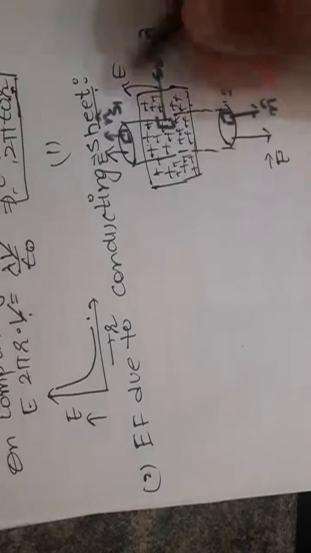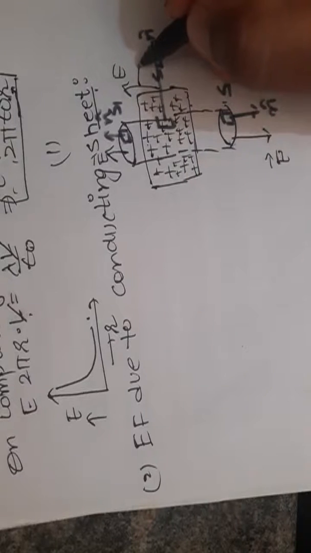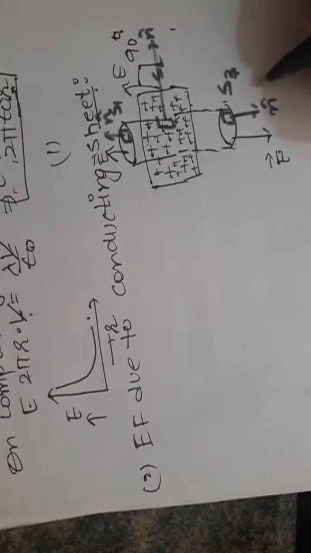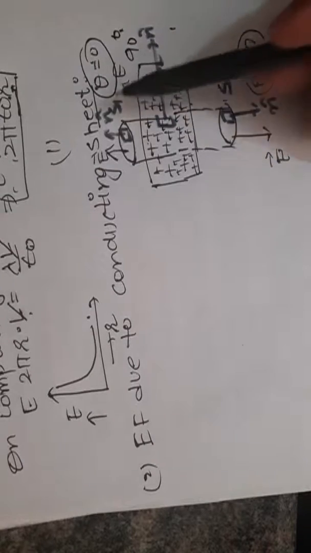Now the problem, see children, what is the angle? In this case the angle will be 90. If it is 90, then cos 90 will be 0. But in this case theta is 0, in this case also theta is 0. It means instead of 1 there are 2 contributions to the electric flux, but in the previous case it was only 1. No problem. Let us start.